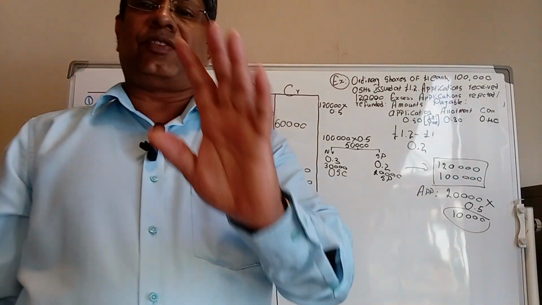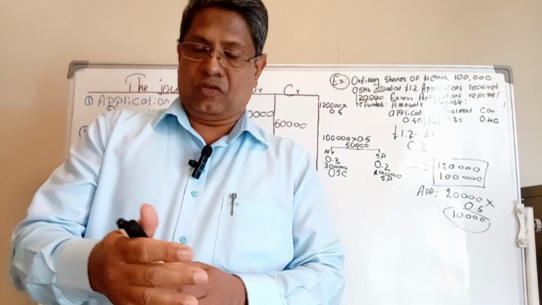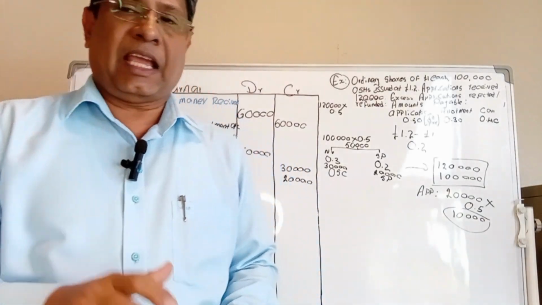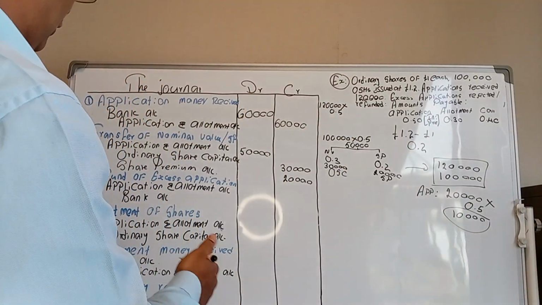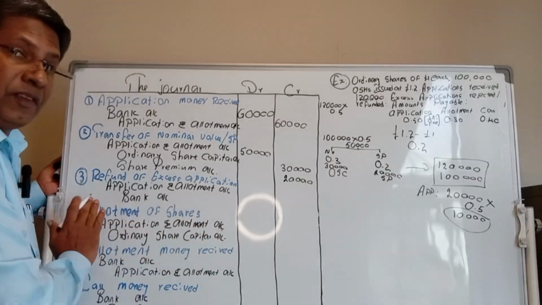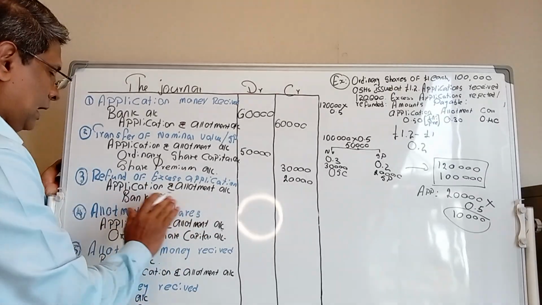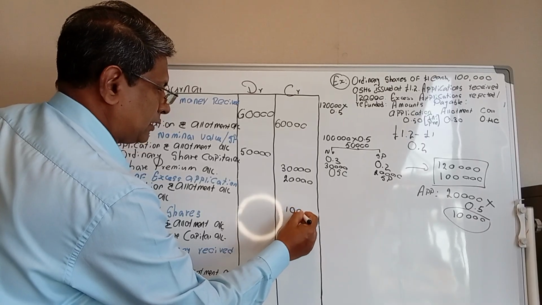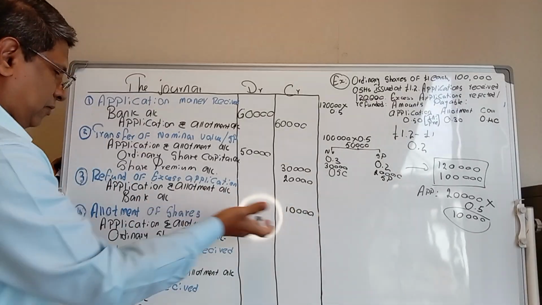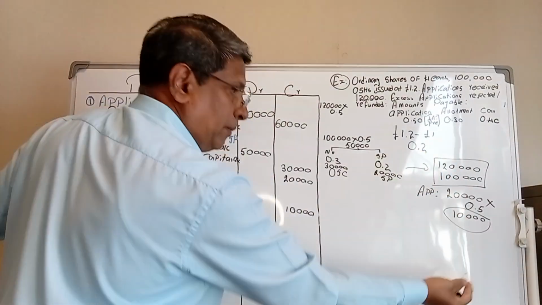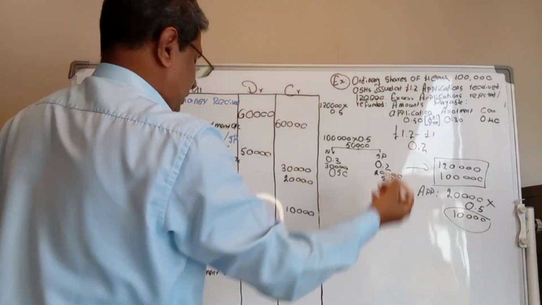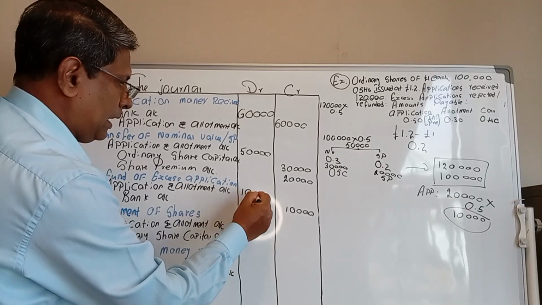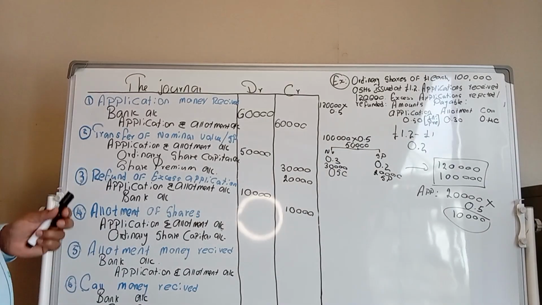When you say it's going to be rejected and refunded, this money has to go back to the applicants. There's a cash outflow then. So the cash outflow will be, I'll always start from the way that you understand it. Cash outflow is from the bank. So I'll credit my bank by 10,000. What am I refunding? Application money. It's in the application and allotment account. I will debit my application allotment account by 10,000.